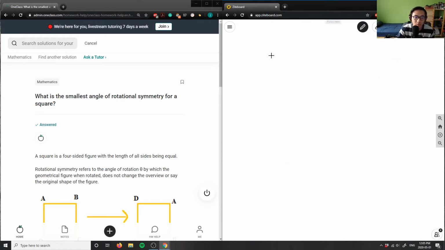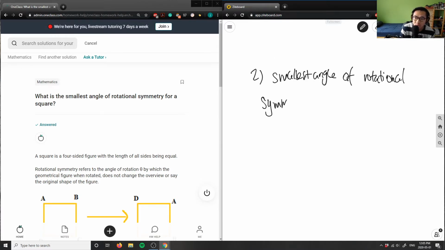Number 2 is asking, what is the smallest angle of rotational symmetry for a square? So, smallest angle of rotational symmetry for a square.